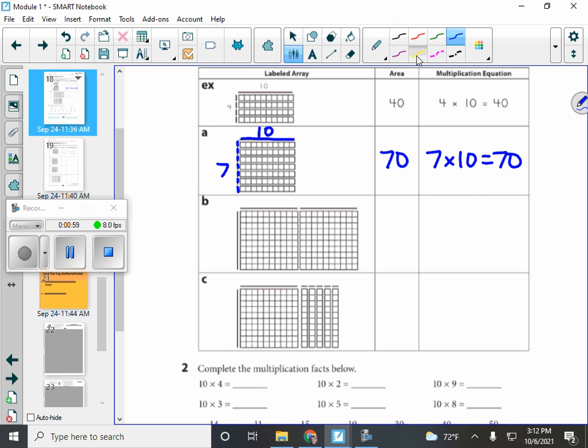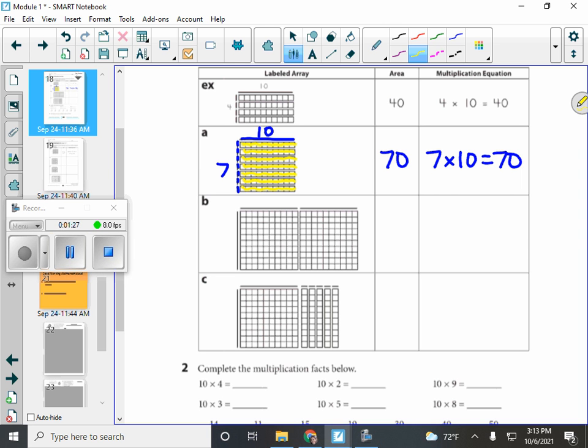And if you were to look at the pieces inside, 10, 20, 30, 40, 50, 60, 70. There are 70. So this is a visual representation of 7 times 10. Don't be afraid to pause the video so you can keep up with digital Mrs. Jensen.